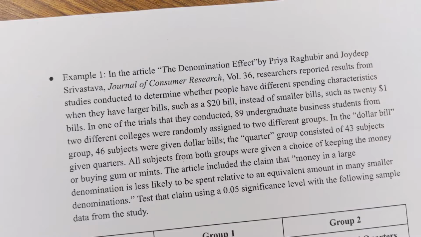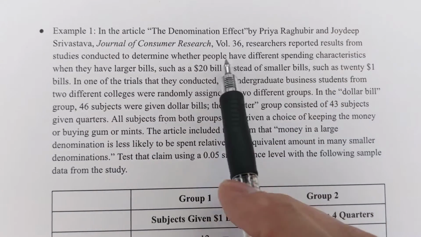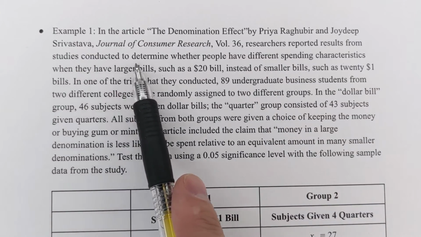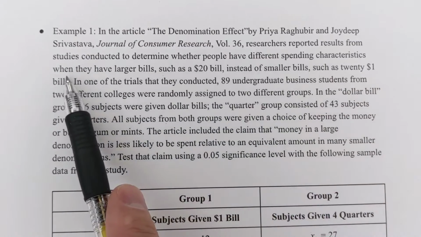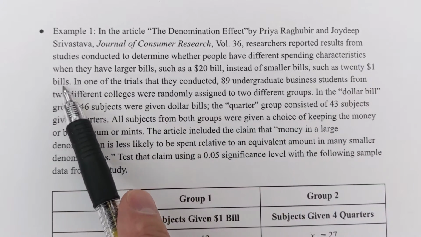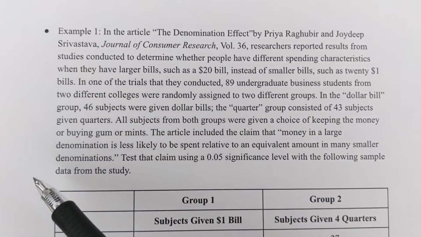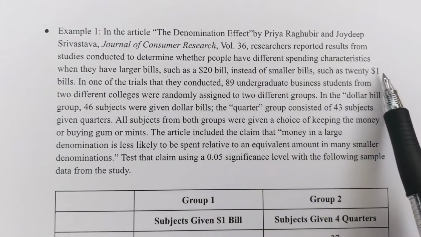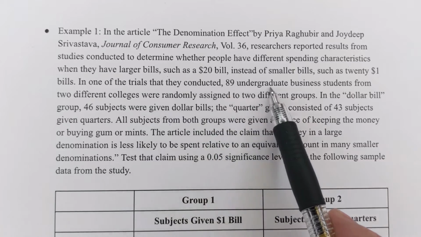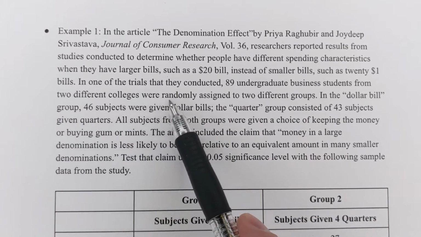Alrighty. Example 1, on the article, the denomination effect. Researchers report results conducted to determine whether people have different spending characteristics when they have large bills, such as $20 bills, instead of smaller bills, such as $1 bills. So they have the same amount of money, but you spend it differently if you have a single $20 bill versus $1 bills. In one trial they conducted, 89 undergraduate business students from 2 different colleges were randomly assigned to 2 different groups.